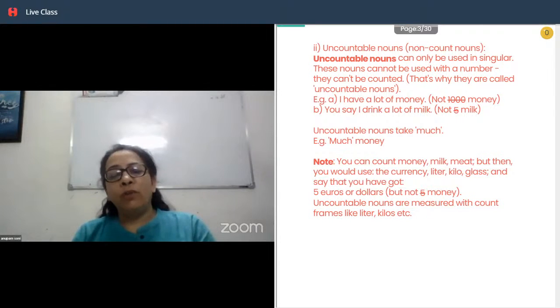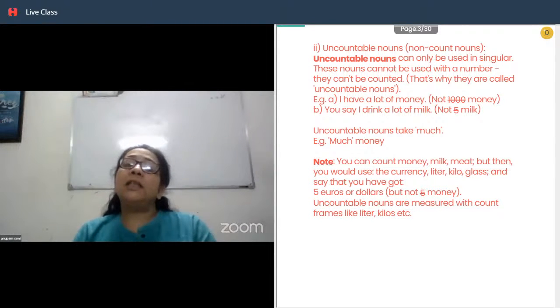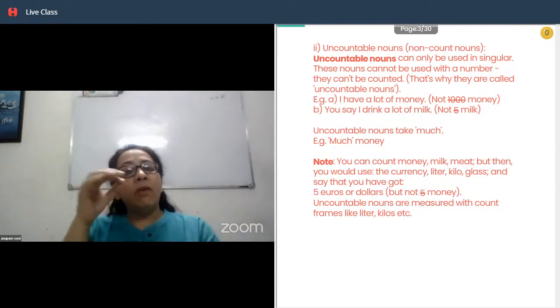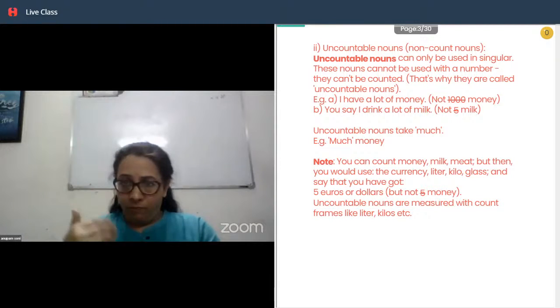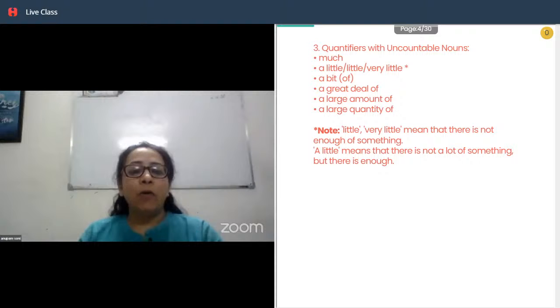We know that you can count money, you can count milk, you can count meat, but you can measure meat and milk. But as far as money is concerned, you will have to write down the currency of it. We know that it is countable, but the difference is the measuring part and the numbering part, 1, 2, 3, 4. Uncountable nouns are measured with count forms like liters, kilos, etc.